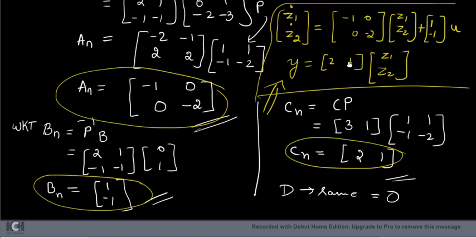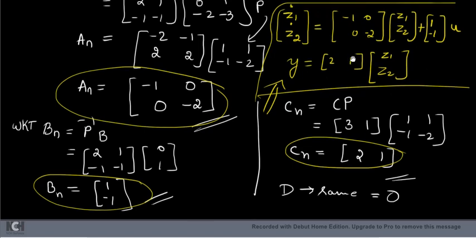Okay. If they give you a state space model and if they ask to find the diagonal canonical form, then use the eigenvalues method. If they give you a transfer function and if they ask you to find the diagonal canonical form, then you use the partial fractions method.